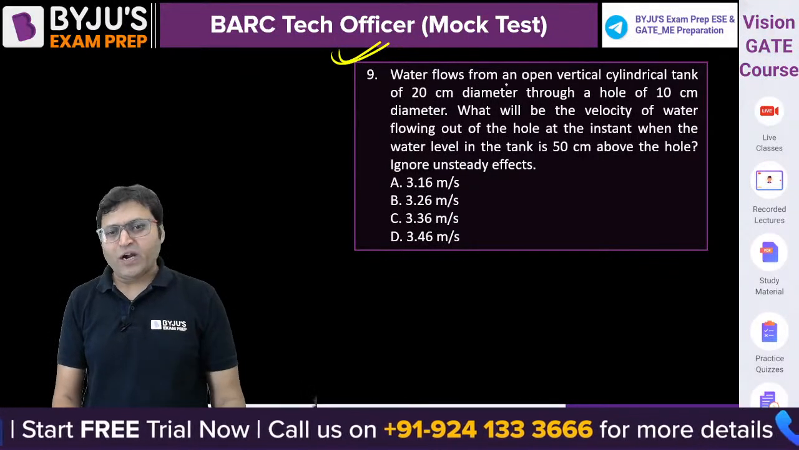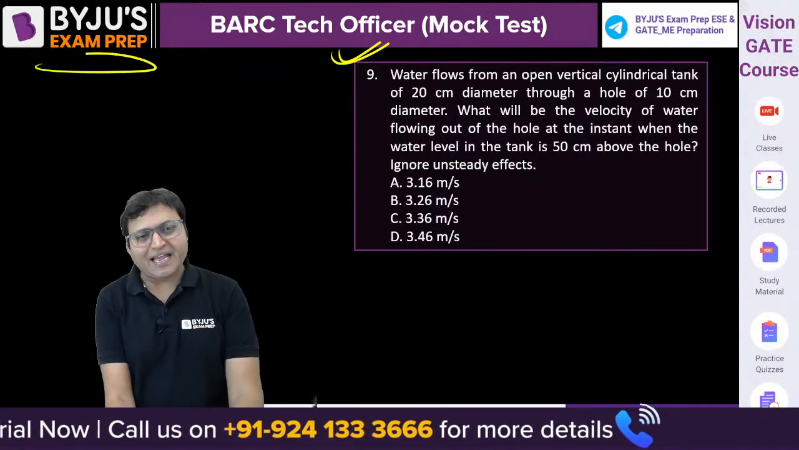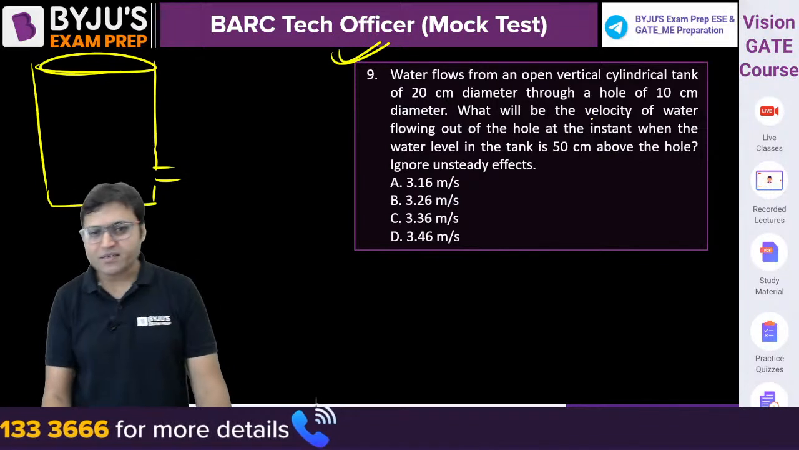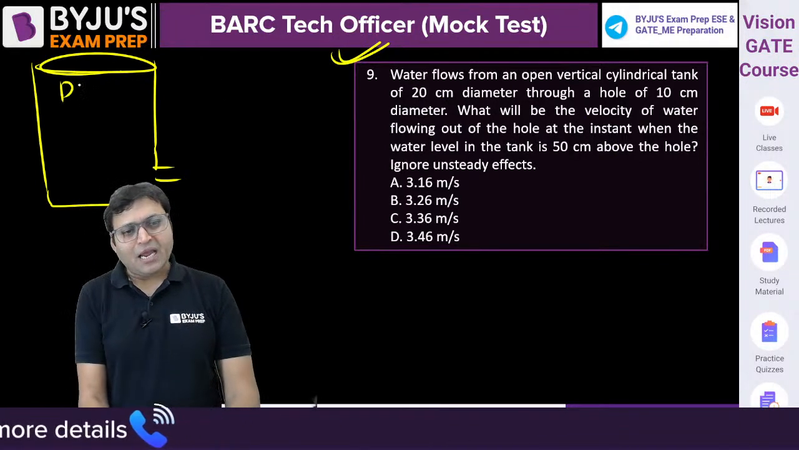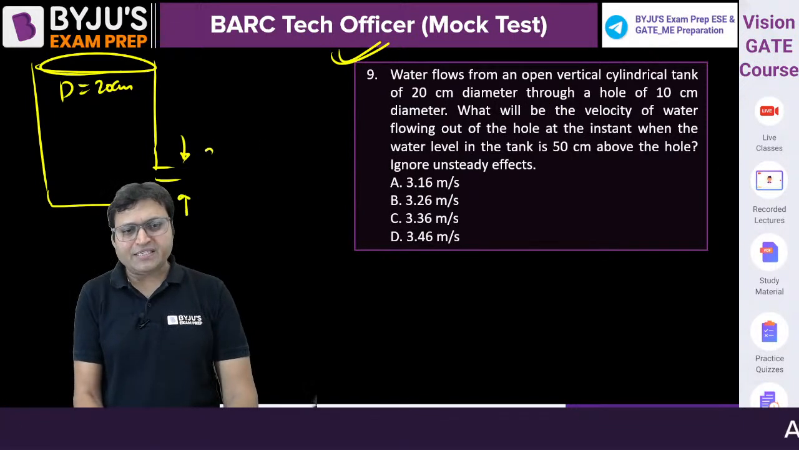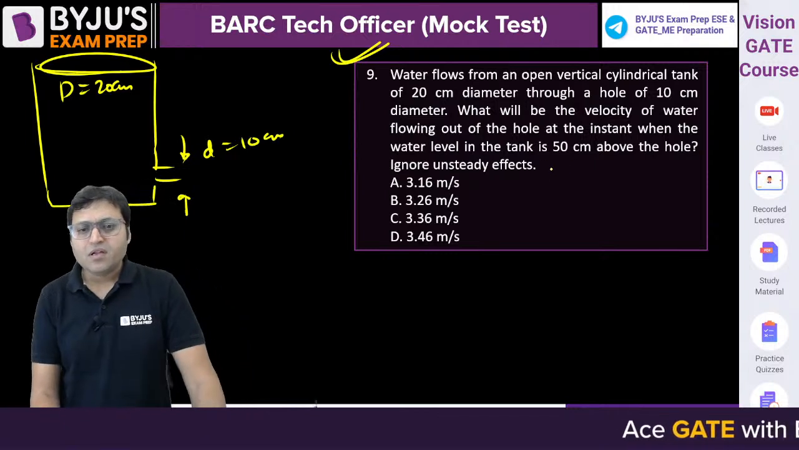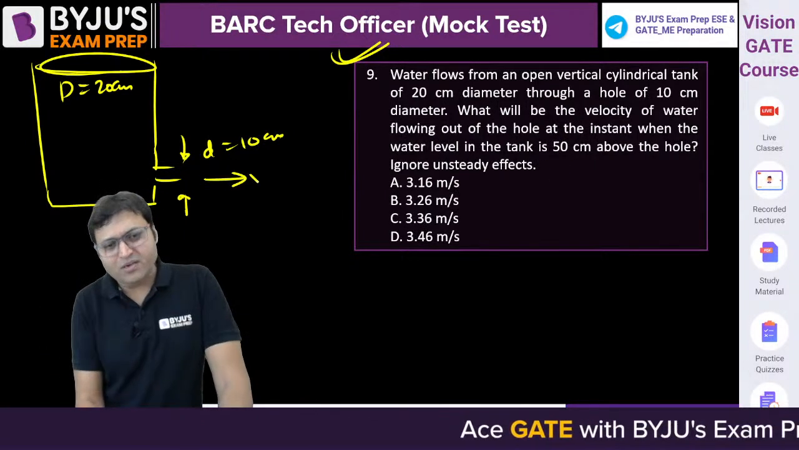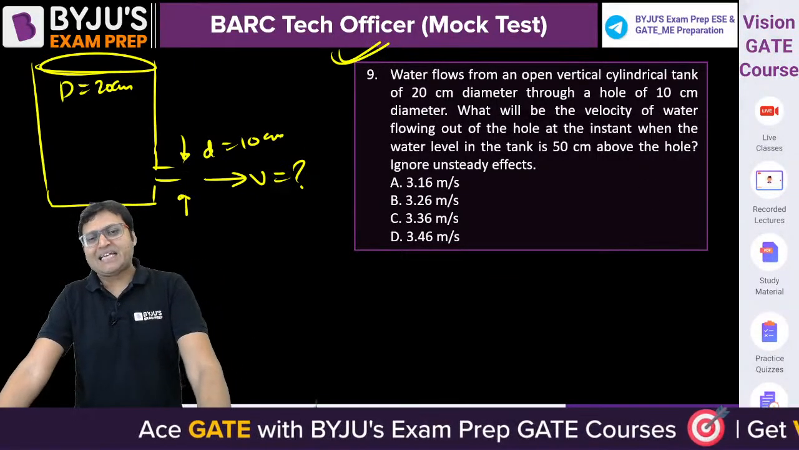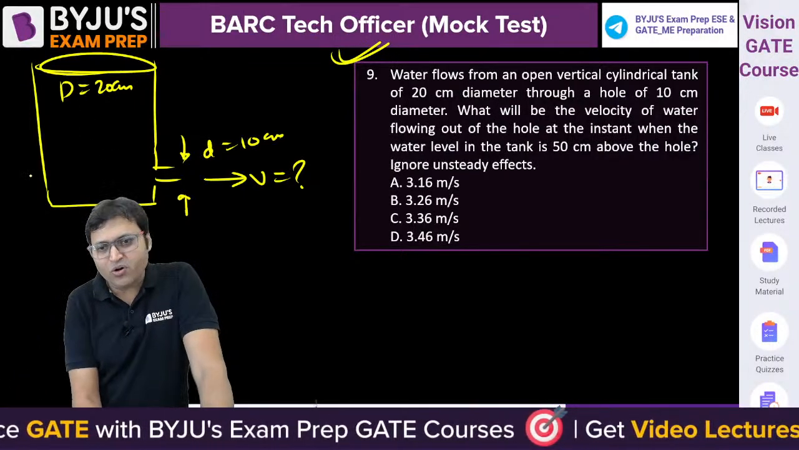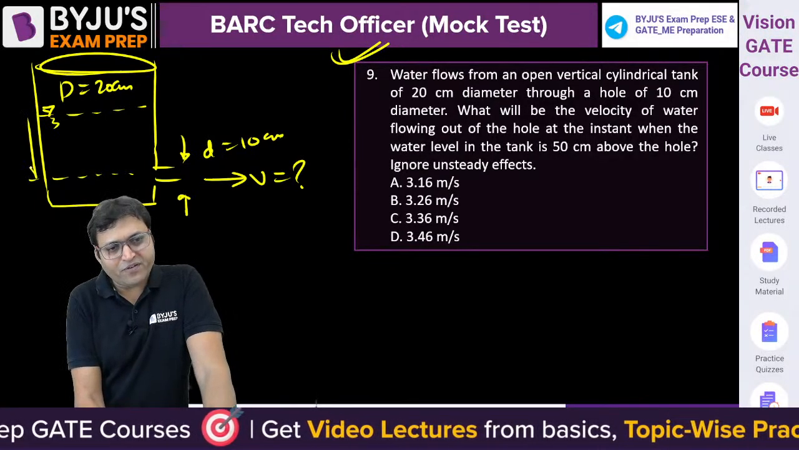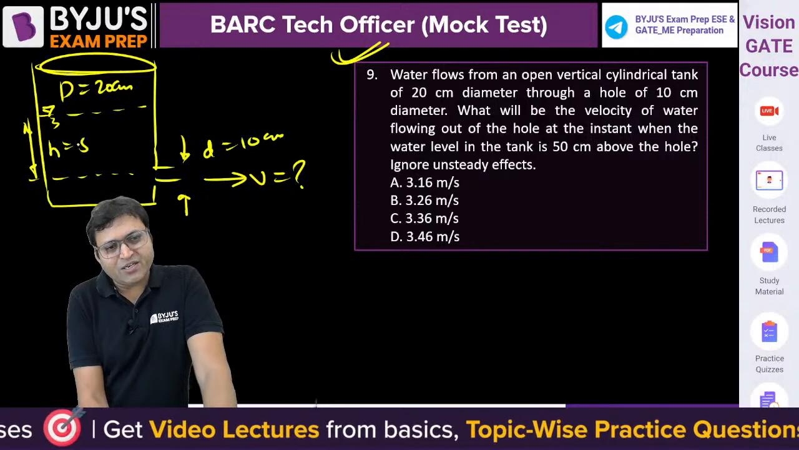Question number 9. Water flows from an open vertical cylindrical tank. There is a vertical cylindrical tank of 20 centimeter diameter, capital D is 20 centimeter, and water flows through a hole of 10 centimeter diameter, so small d is equal to 10 centimeter. What will be the velocity of the water flowing out of the hole at the instant when the water level in the tank is 50 centimeter above the hole? This is the free surface. This is H is equal to 50 centimeter.